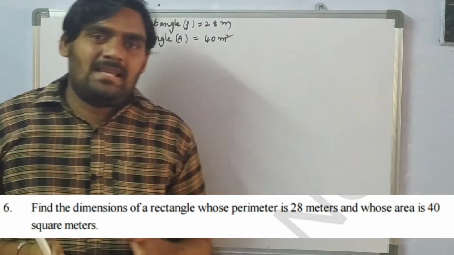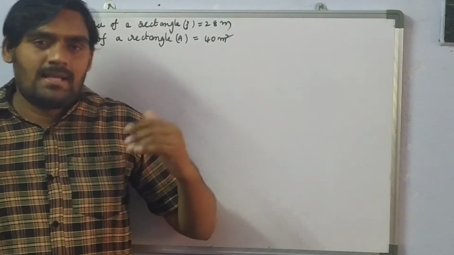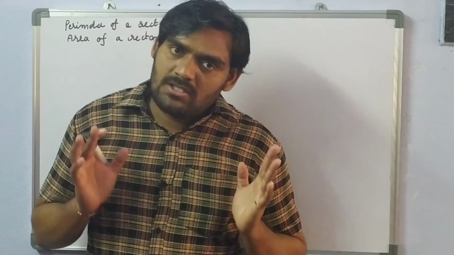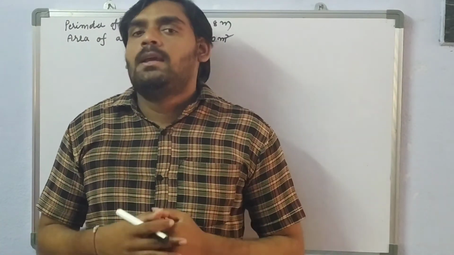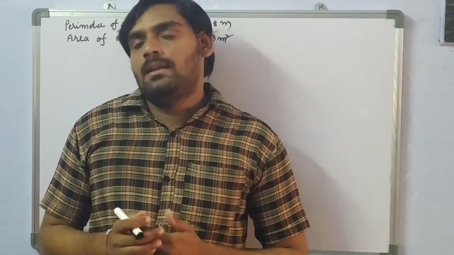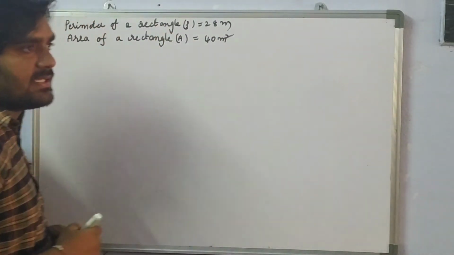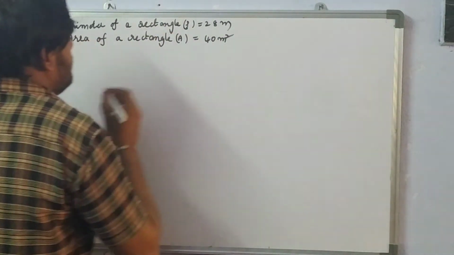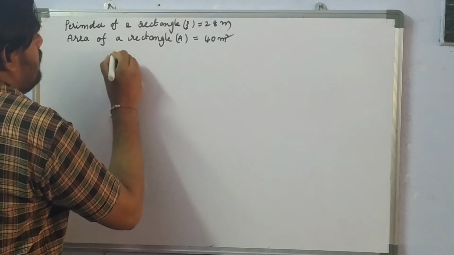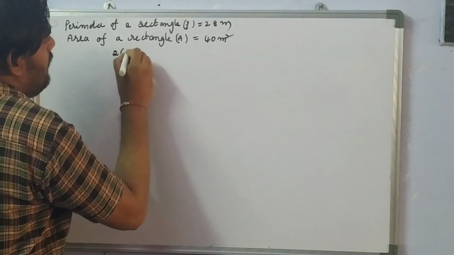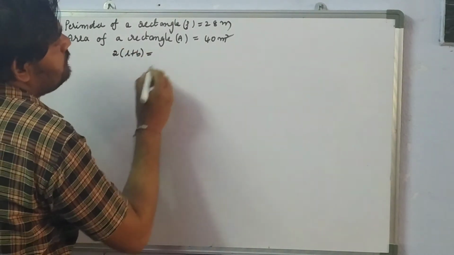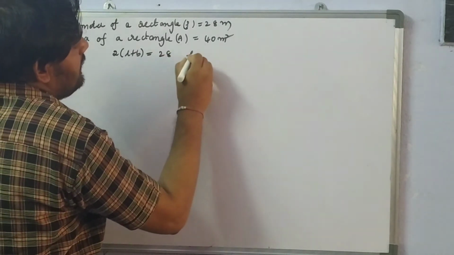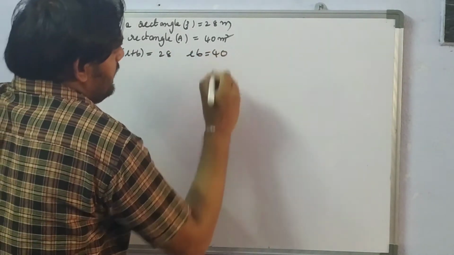From previous classes, from 6th to 7th classes onwards, we learned perimeter of a rectangle is 2 of L plus B. Area of a rectangle is length into breadth. So those things we will consider now. See here, 2 of L plus B is equal to 28. L into B is equal to 40.